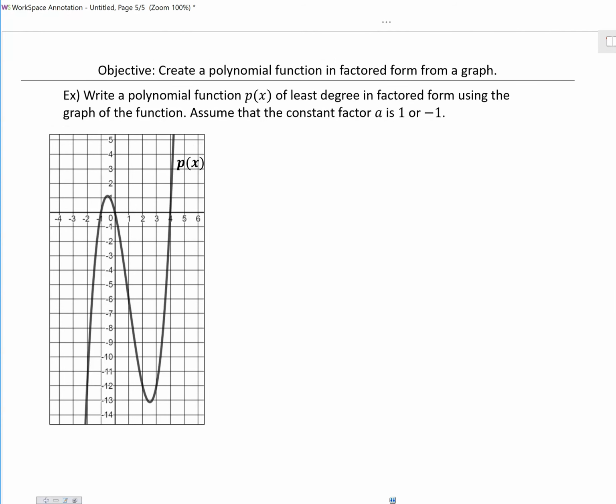So make sure in these problems that you are writing your answers as a function given the name p of x. It actually tells us to name our functions p of x. We can see it's actually called p of x here in the graph too. So we are to write a function p of x. It'll be polynomial in nature.